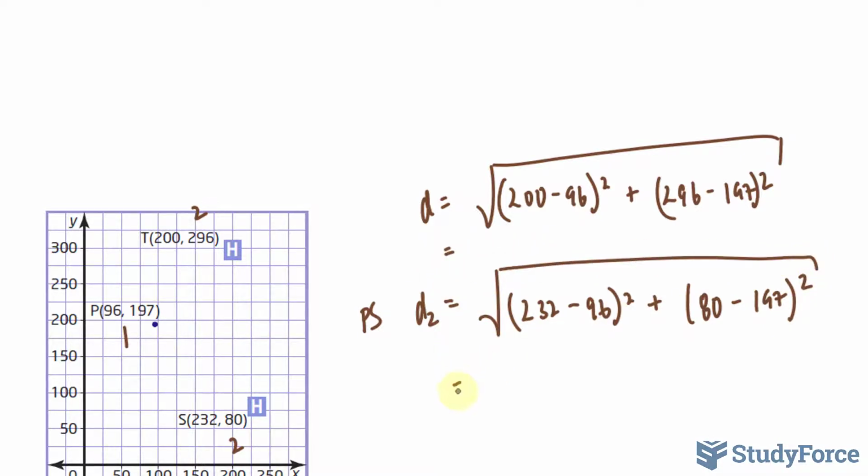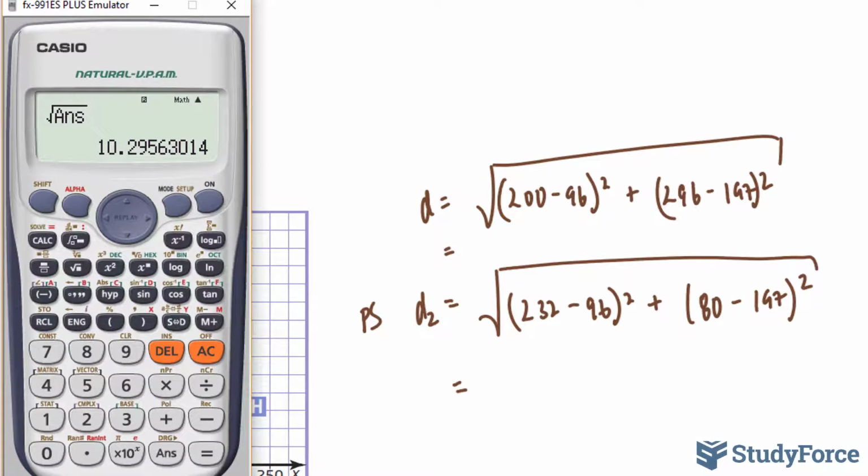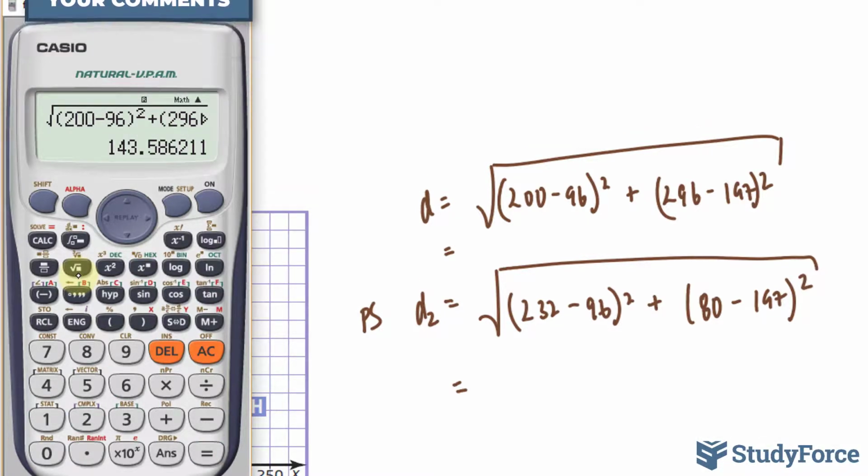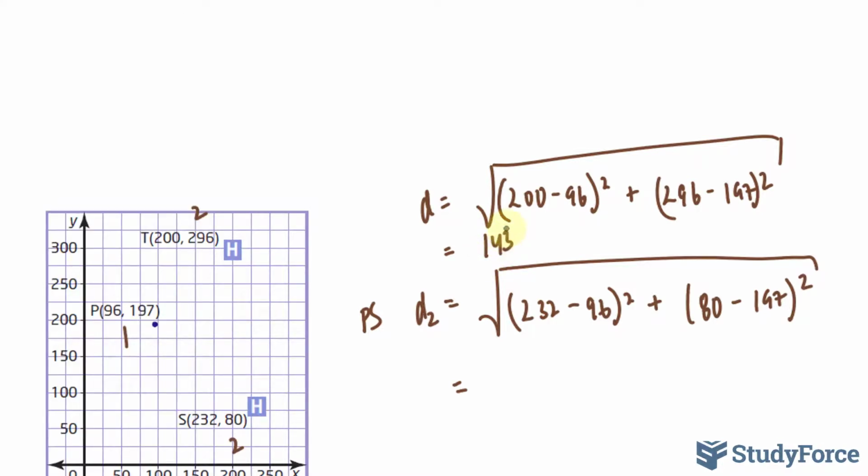Let's use our calculator for the first and for the second. Let's start with the first, and I'll try to do this all in one step. So we have the square root of bracket 200 minus 96 to the power of 2 plus bracket 296 minus 197 raised to the power of 2. That's a distance of 143. Each of these units represents a kilometer, so that's 143 kilometers approximately.